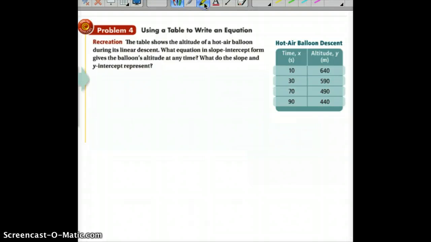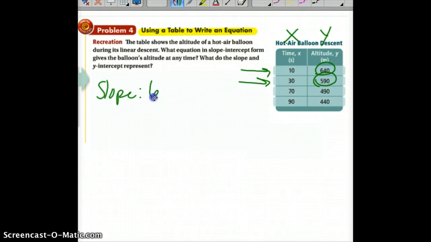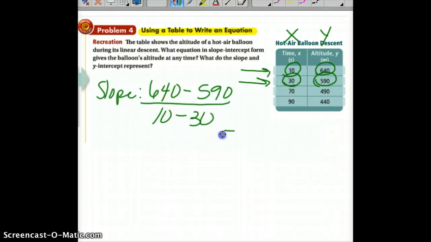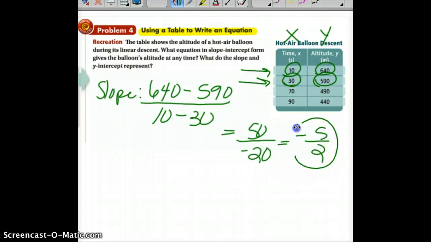We can use a table to write an equation in point slope form. To do that, these are like your coordinates. These are your x's and these are your y's. So, just like we did with 2 points, find the slope. Well, let's do y minus y, 640 minus 590, over x minus x, 10 minus 30. Get your calculators out. I'm going to do 640 minus 590 and get 50 over 10 minus 30 is negative 20. This is going to be a negative 5 over 2 is my slope.